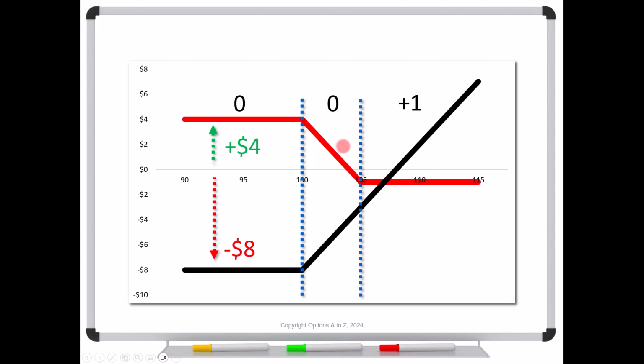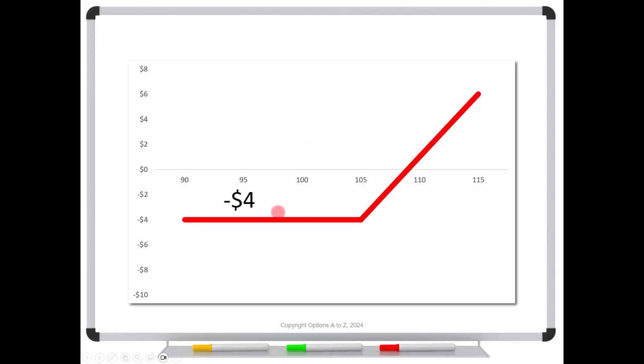So let's do that. Let's combine the red and the black, which remember mathematically is really what happened when we did the roll. And there we go. Maximum loss of 4, and look at that. We are flat for all stock prices up through 105. Now, why is this important?